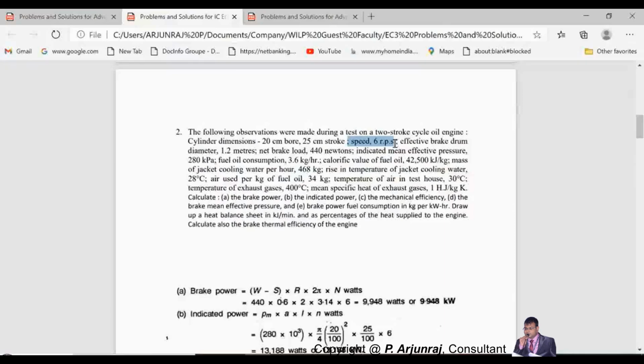Okay. And 1 kilowatt is nothing but 1 kilojoule per second. So when you are getting it directly in seconds, you don't need to divide by 60, not required. Now we will see 2 pi N, where N is the RPS, which they gave as 6.